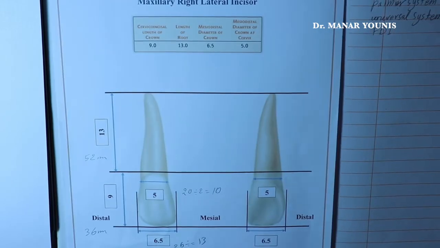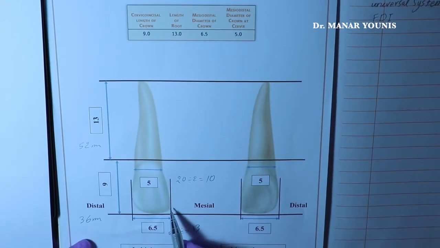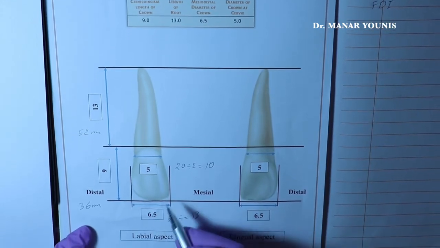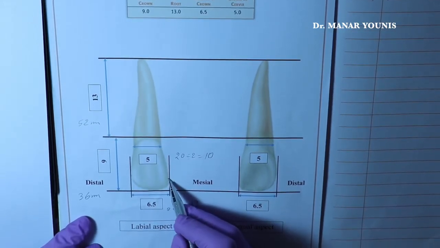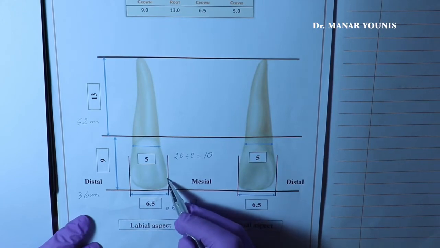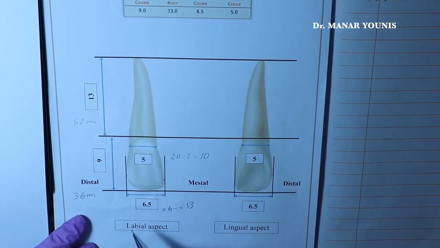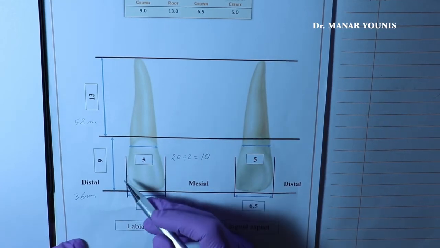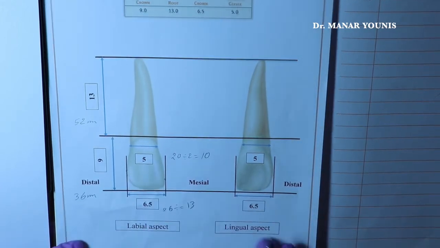So to mark these points, I should know the exact position of mesial and distal contact areas. The mesial contact area is located more incisally at the junction of the incisal and middle thirds, while the distal contact area is more cervically located in the middle of the middle third of the crown.